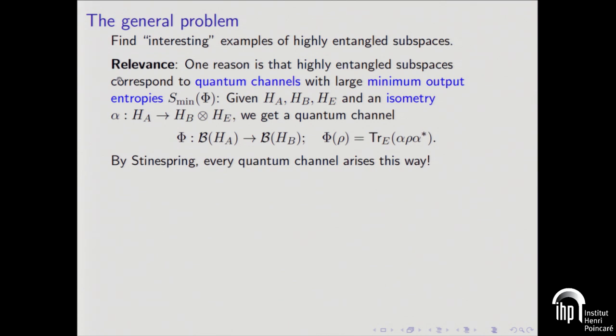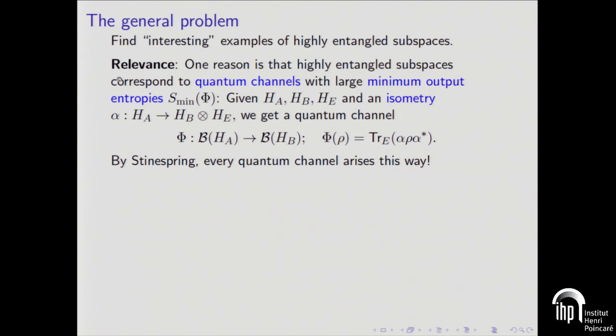And if I have my three Hilbert spaces and an embedding of HA into HB tensor HE via some isometry alpha, we get, as we all know, a quantum channel, which is a completely positive trace preserving map from bounded operators on HA to bounded operators on HB, by just taking a density operator rho on HA, conjugating it by the isometry alpha to get something that lives on the tensor product, and then you trace out on one of the legs, E in this case.